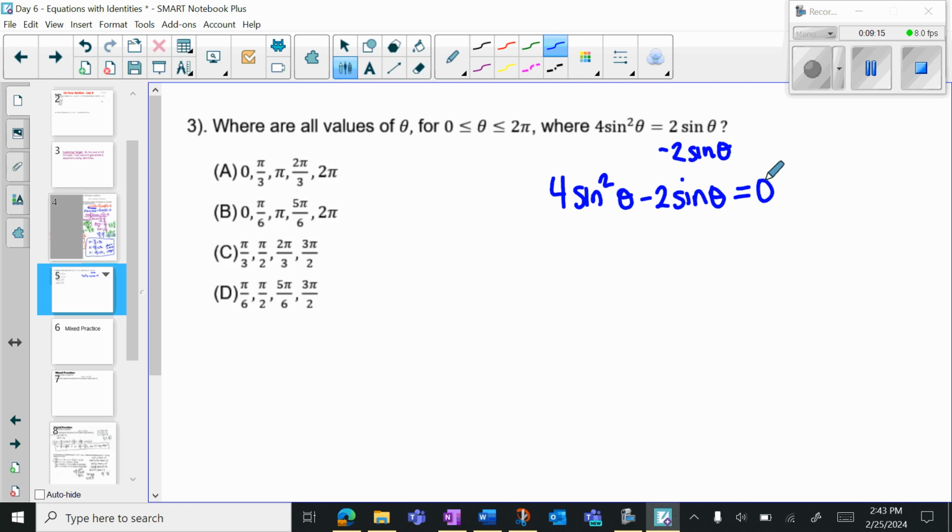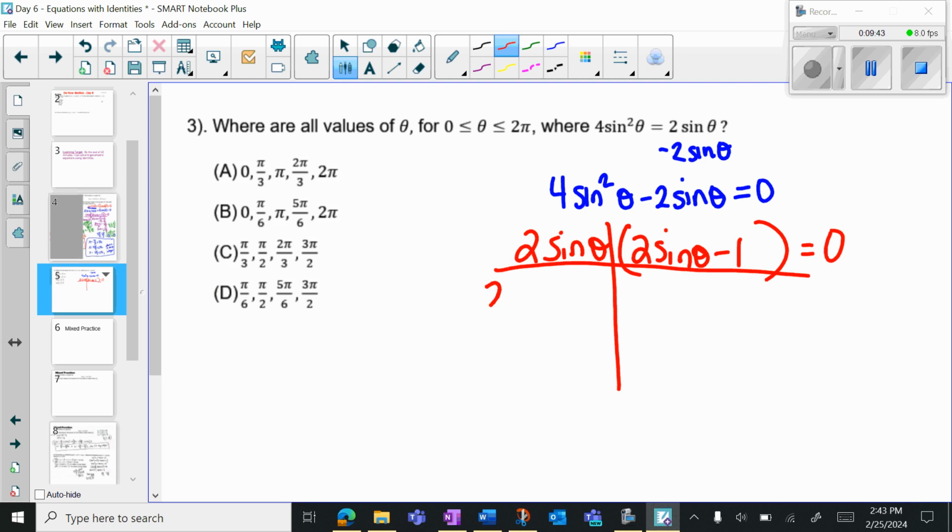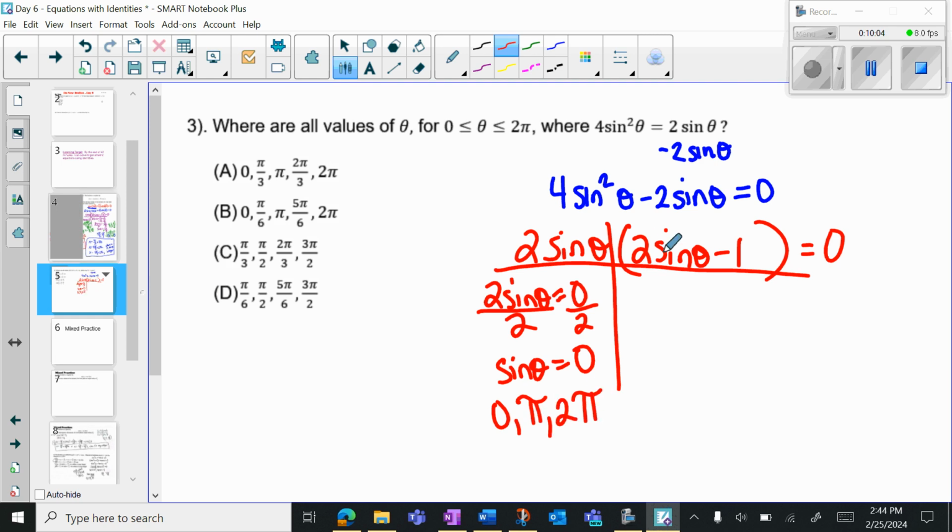Again, very similar to the last question, notice that there is a sine in both terms. And actually, there's also a 2. So my GCF here is going to be 2 sine of theta, open up parentheses, 2 sine of theta minus 1. So there's 2 sine of theta in both terms. That's why we pulled it out as our GCF. Then I'm going to tee it off like normal. So I have 2 sine of theta is equal to 0. Divide by 2. I get sine of theta is equal to 0, which we should know is at 0, pi, 2 pi.